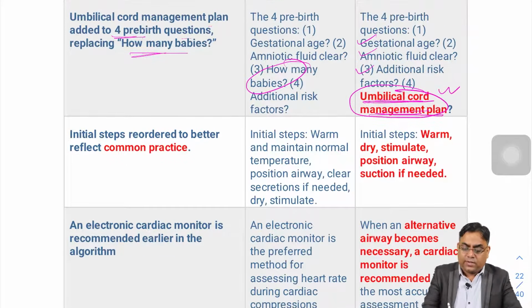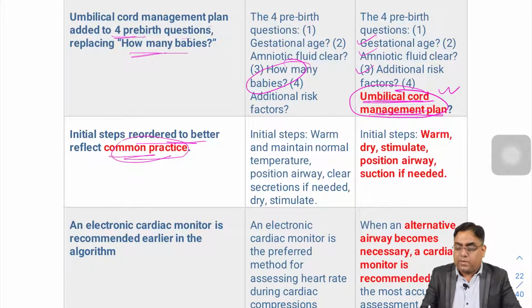Now, the next change is the initial steps were reordered to better reflect common practice. So, the initial step now is first warm, followed by dry, stimulate, position airway, suction if needed. Previously, the initial step was warm, maintain normal temperature, position airway, clear secretions if needed, dry, stimulate. Instead of this, now it is warm, dry, stimulate, position, suction. So, this is how it is nowadays.